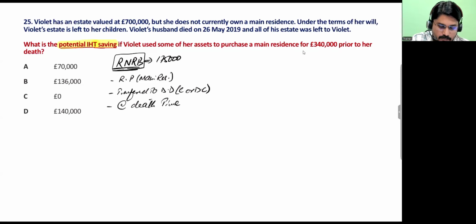Okay, let's read the scenario now. V has an estate valued at 700,000, but currently she does not own a main residence. This means the RNRB would not be available as there is no main residence. Although under the terms of her will, V's estate is left to children, meaning all of the estate will be transferred to direct descendants at the time of death. V's husband died on 26 May 19 and all of his estate was left to V. This means any nil rate bands that are available can be transferred to spouses, because the entire estate was transferred between spouses, so the nil rate bands are unused and can be transferred.